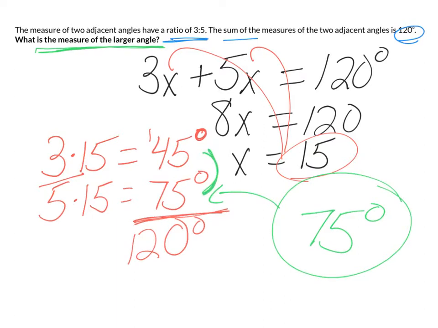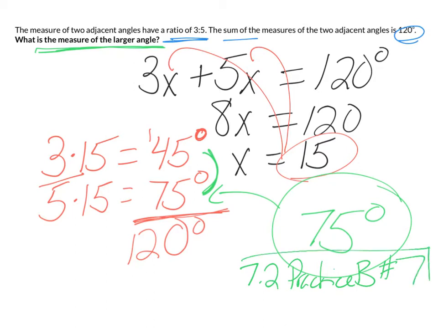Now that you know how to do a ratio type of problem to find the degree of angles, you can use this and apply this information to 7.2 Practice B, number 7. 7.2 Practice B, number 7 is very similar to this problem.